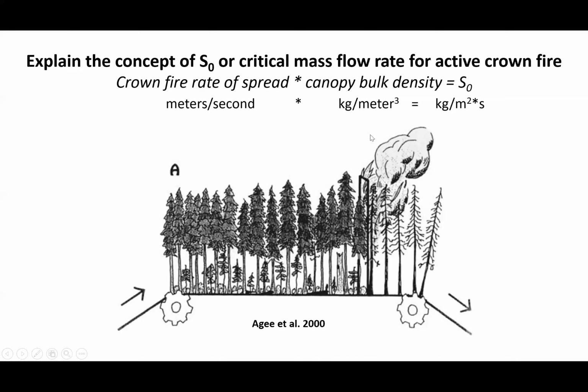And so to figure out what this critical mass flow rate is, Van Wagner did a series of experiments and calculated this value as 0.05 kilograms per square meter per second. So that's the concept there in terms of what's required to sustain the active crown fire versus just having a passive torching kind of fire.